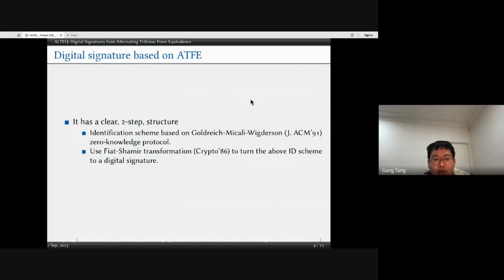Now the question is, based on ATFE, how do we design a digital signature? The construction is very clear. We have two steps here. First, we use the Goldreich-Micali-Wigderson zero knowledge protocol, and based on ATFE, we design an identification scheme. Then we use the Fiat-Shamir transformation to turn our identification scheme into a digital signature.